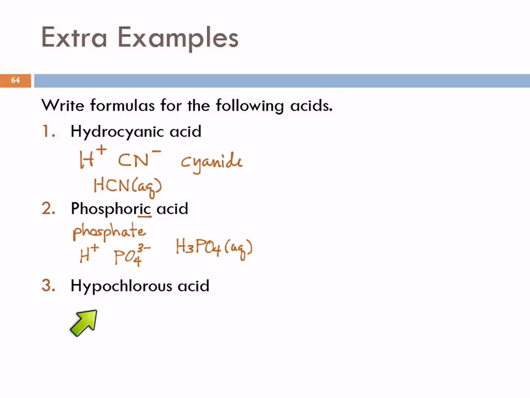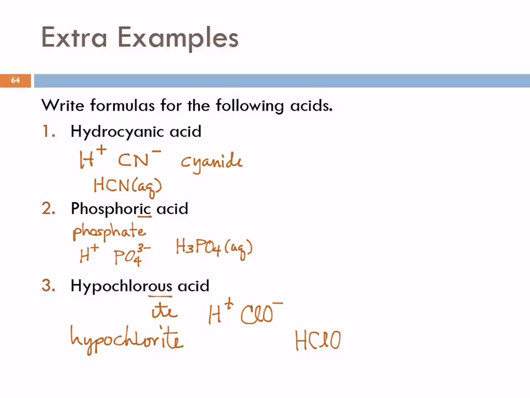Okay, this third one, hypochlorous acid. Hypochlorite. Now, hypo and hydro kind of look the same, but they're not the same. ous becomes ite. So this is from the hypochlorite ion, which has what formula? ClO-. And that needs to be combined with hydrogen ion, because all acids have hydrogen ion. There's a -1 charge, and so we just need one hydrogen, HClO. Aqueous. Any questions?